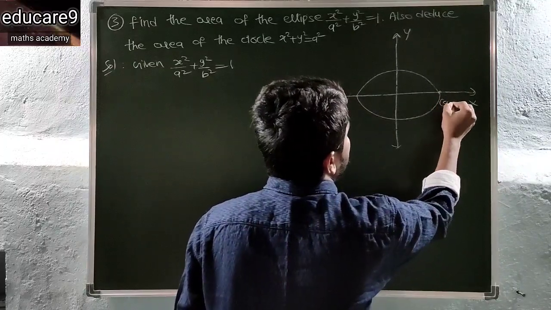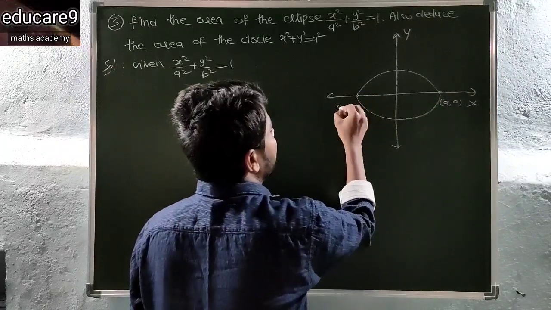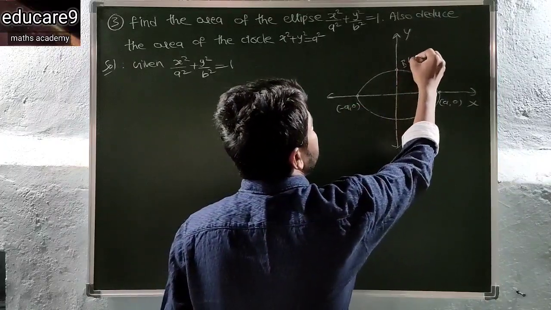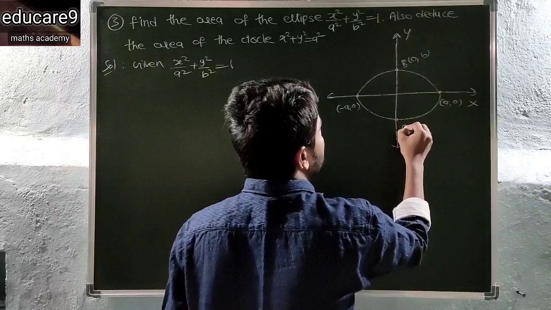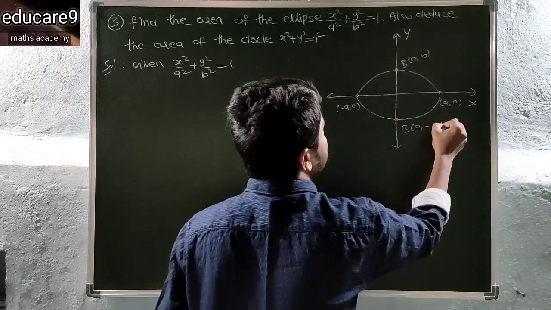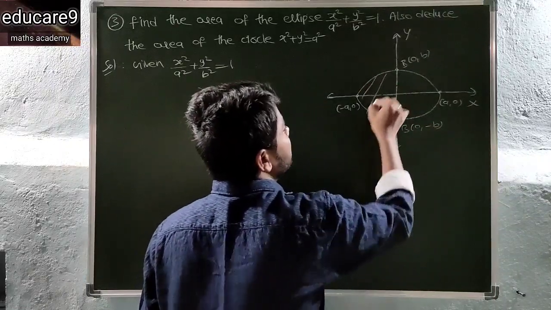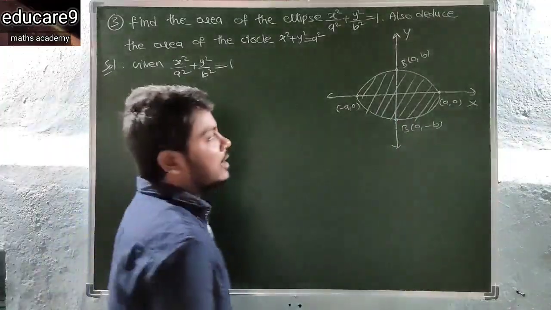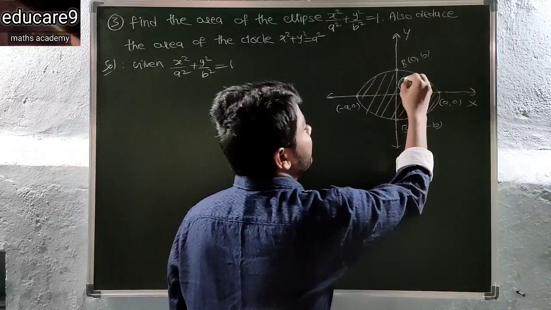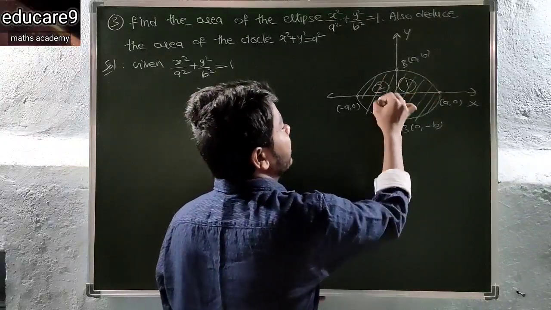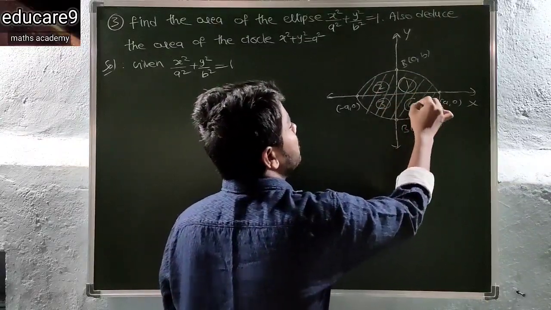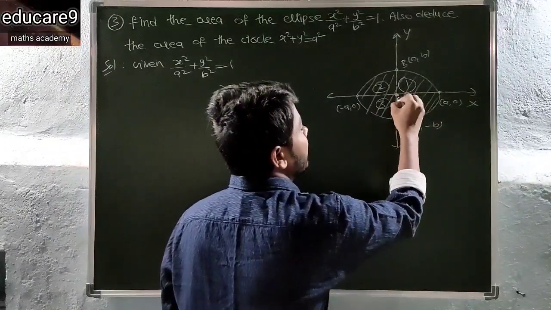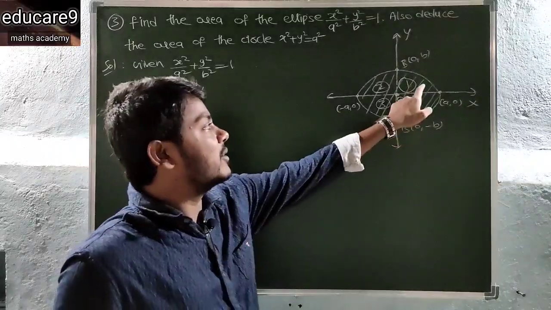So this is a comma 0 and this is minus a comma 0, and this is 0 comma b, and this is 0 comma minus b. So you need to find this area. Clearly total area is 4 times of this, because all areas 1 2 3 4, these 4 areas are equal, so therefore this can be taken as 4 times of this area.